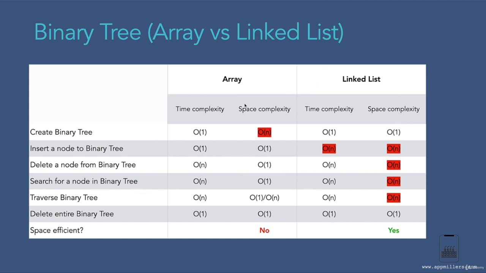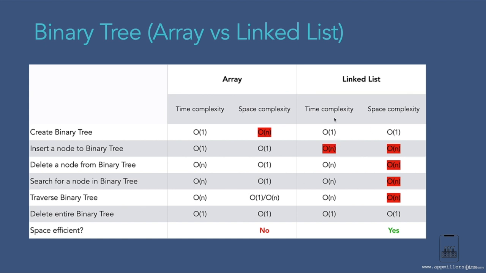Now if you compare these two cases, we can easily see that in case of array, it's not space efficient because whenever we are creating a binary tree, it's allocating n number of cells in the memory. So this means that even if we have not used these cells, they will be allocated in the memory. So this is not space efficient. But in case of linked list, this is space efficient because when we are creating a binary tree using linked list, in this case, it takes O(1) space complexity.